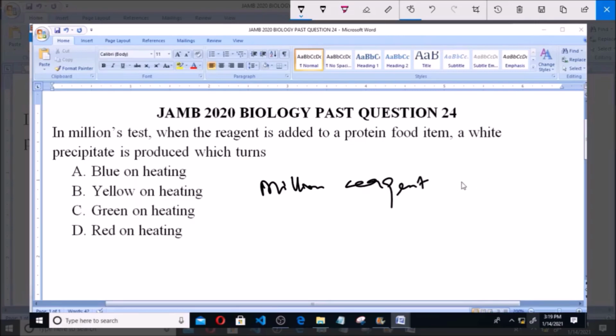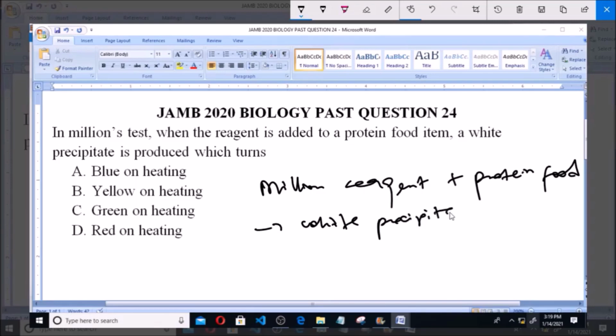Now, in Millon's test, when the Millon's reagent is added to the protein food, be it egg, be it beans, or any solution, let it be a colloidal solution of that protein food. Once it is added, it will first of all give a white precipitate. Now Millon's test is actually used to test for protein. Millon's test is a test for protein.